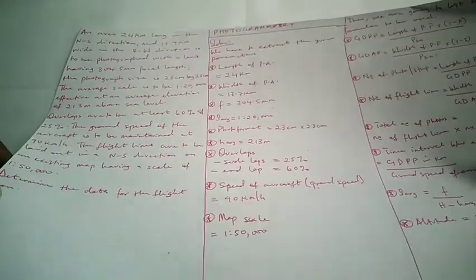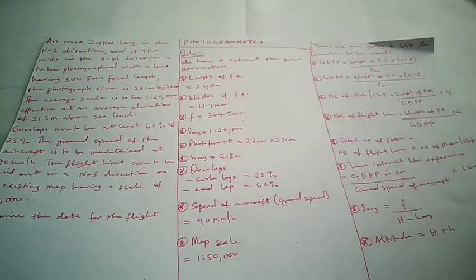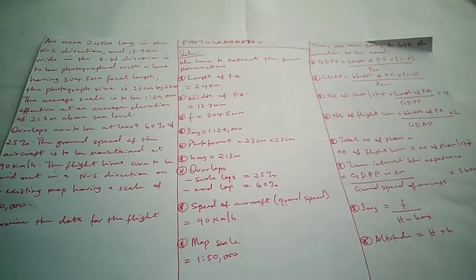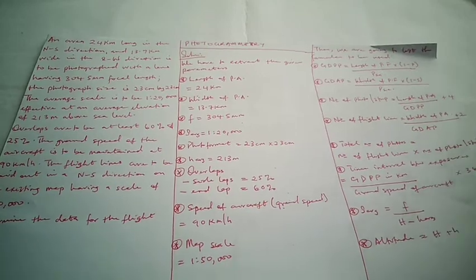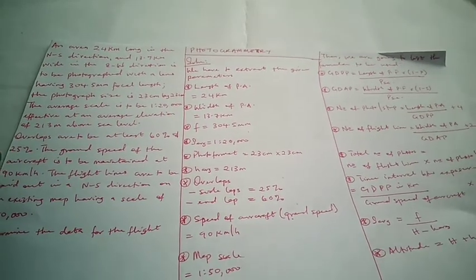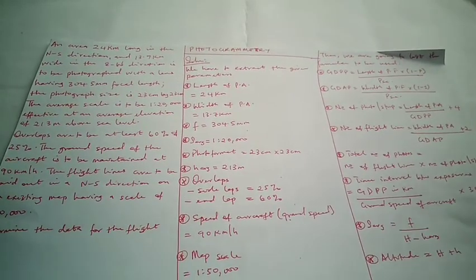So this is just a simple, theoretical flight planning, something that somebody did, or something that can actually be done. Now they say we should determine the data for the flight plan. The first thing we are going to do is extract the parameters that are given to us from the question.